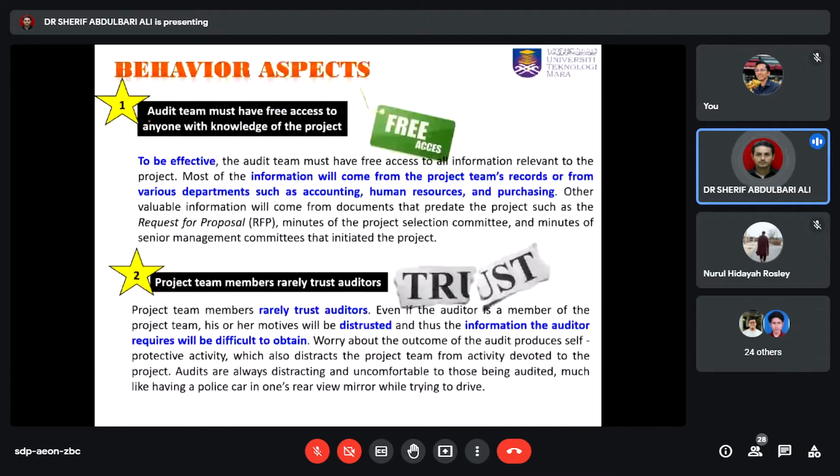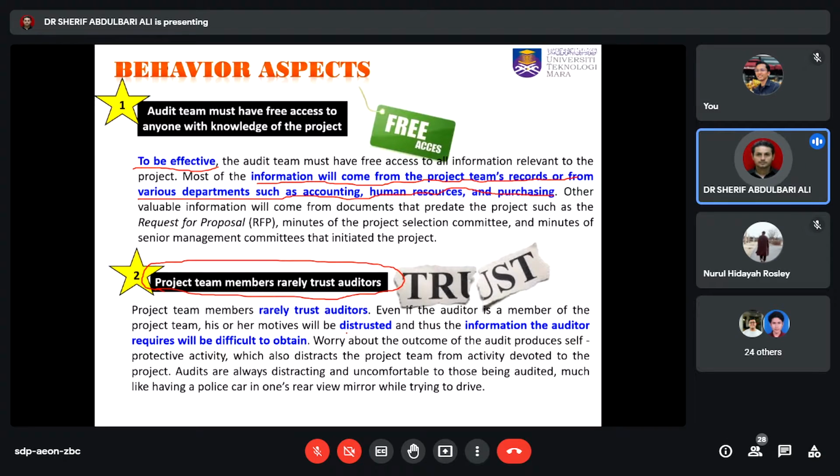So to be effective, information will come from project team records or from various departments, such as accounting, human resources, and purchasing. So all the information will come from all the teams of the projects, and you are also free to ask. The problem is project team members rarely trust auditors. When you are going to audit any project, the project teams don't like you, and they don't trust you. So project team members rarely trust auditors.